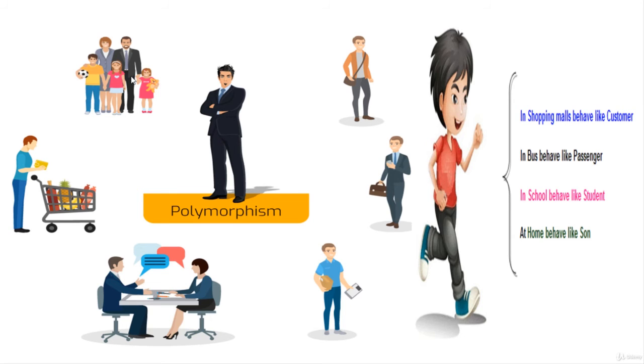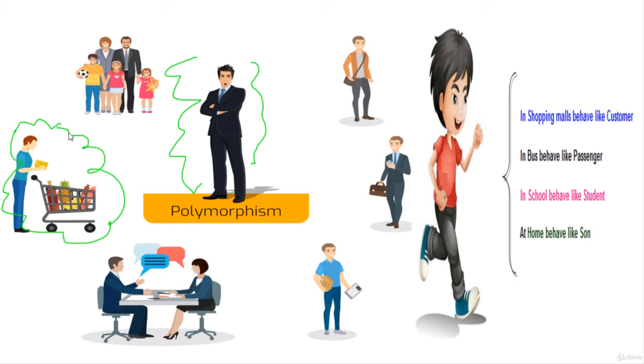Here you can see another example of a main concept of object-oriented programming, which is polymorphism. Polymorphism is derived from the Greek language, where poly means many and morphism means forms. As you can see in this example, if a person is in a shopping mall, he will behave like a customer.